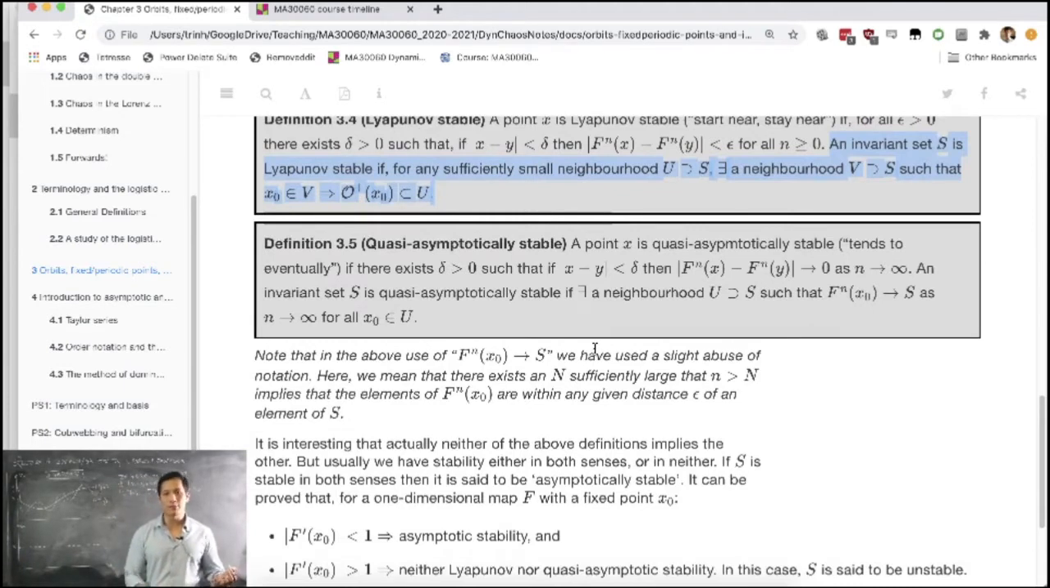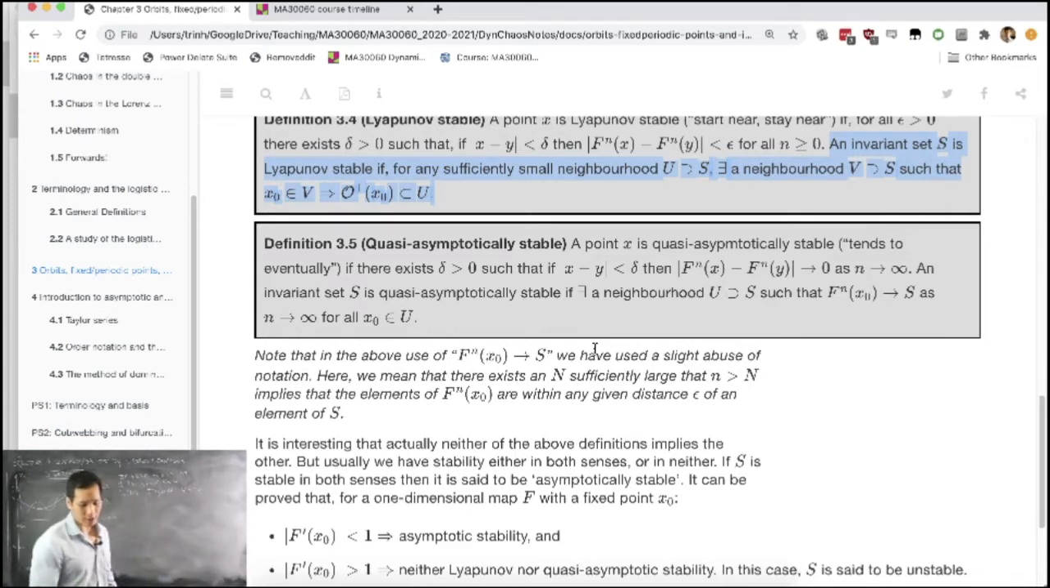The next stability, the first one, was "starts near, stays near." If I start near the point x, I stay near the point x, or the f^n of x, the images of x.